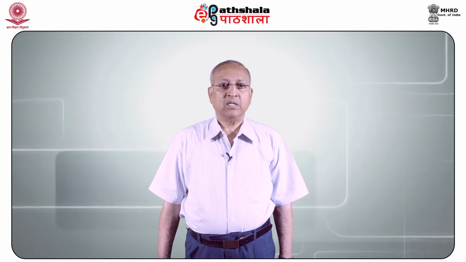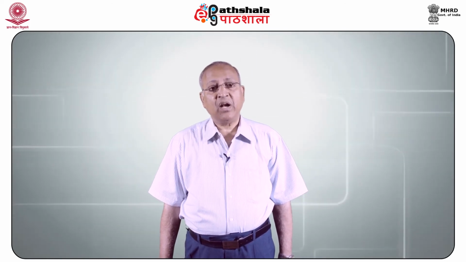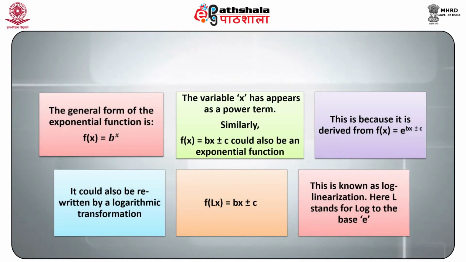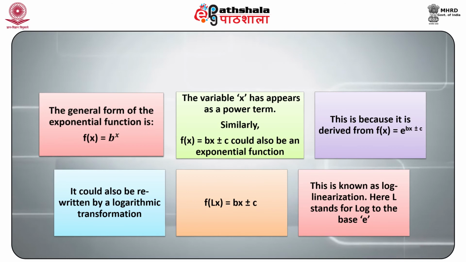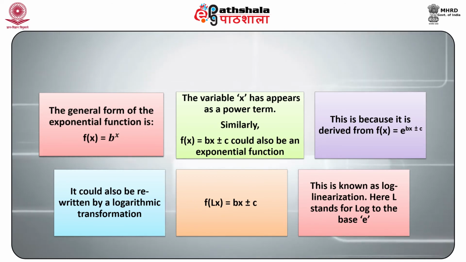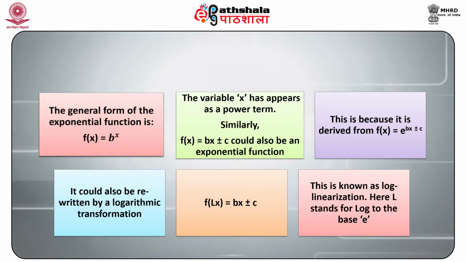First of all, let us look at the exponential function whose general form is like a growth function. By definition, the general form of the exponential function is f(x) = b^x. Therefore, x as a variable appears in the exponent or the power term. Similarly, we could also say that f(x) = b^(x plus or minus c) could also be an exponential function. This is because it is derived from the function f(x) = e^(bx plus minus c), which could be rewritten as a logarithmic transformation as L f(x) = bx plus minus c.